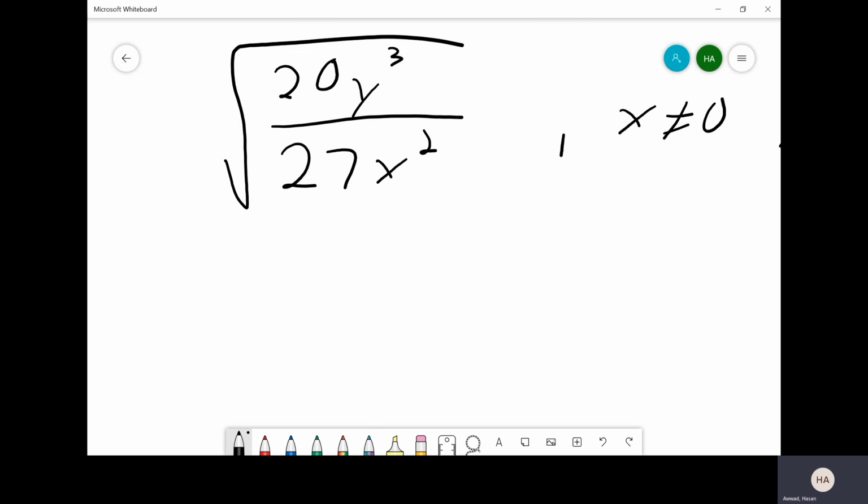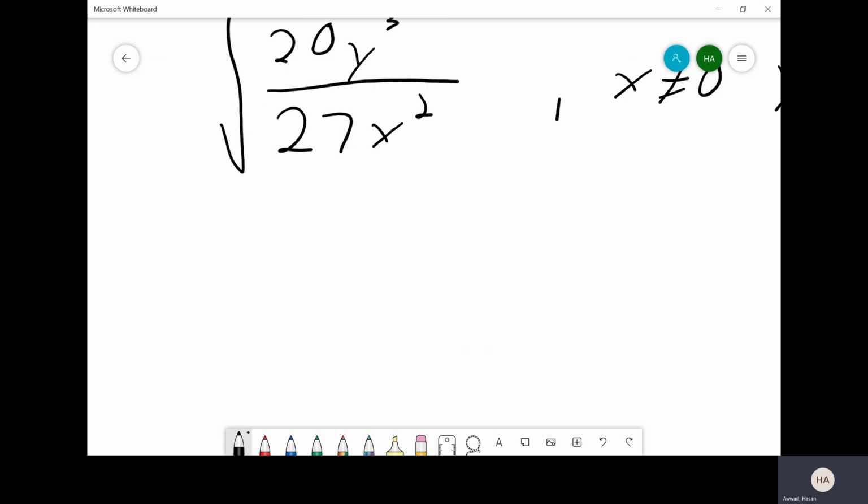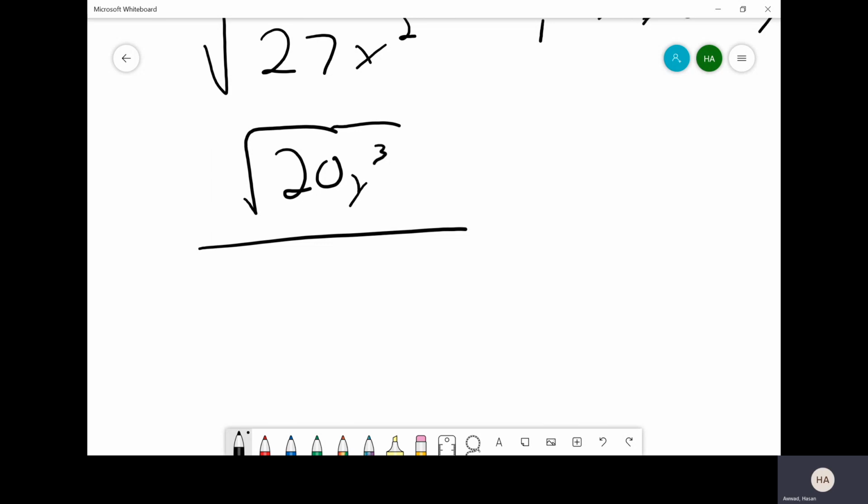Now, what we have here is the square root of a fraction, right? But remember, what we can do is we can apply that square root to each individual piece. We can apply it to the numerator and also the denominator. So that's exactly what I'm going to do. We're going to say, okay, well, this is the same thing as square root of 20y cubed all over square root of 27x squared. Okay, why don't we work with the denominator first, because we have an x squared, and intuitively that might be easier to understand, right?